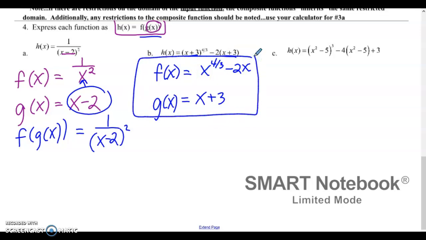I do want to make note that these are not the only two possible functions. Each of these, there's maybe a couple different ways that you could do this, but these are two of what I think are the most obvious ones.